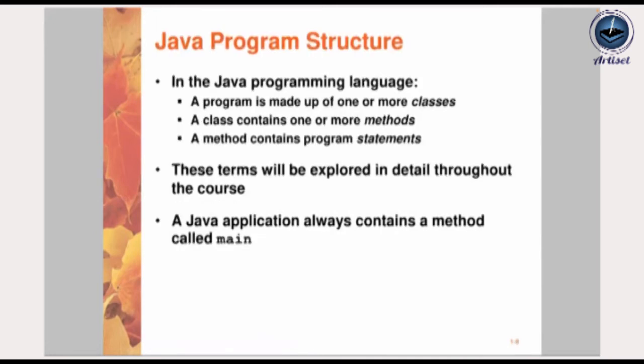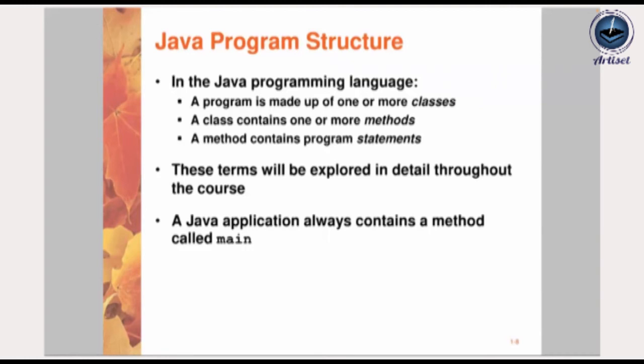So how does the Java program structure work in the programming language? A program is made up of one or more classes. A class contains one or more methods. A method contains program statements. Whenever you need to run or create a program, you need a class. A class contains one or more methods.